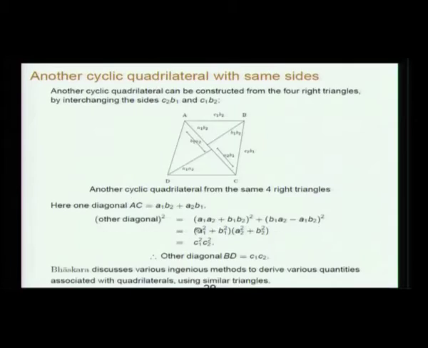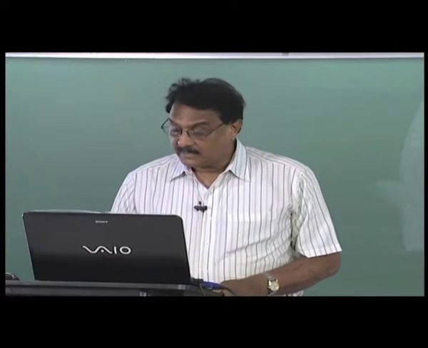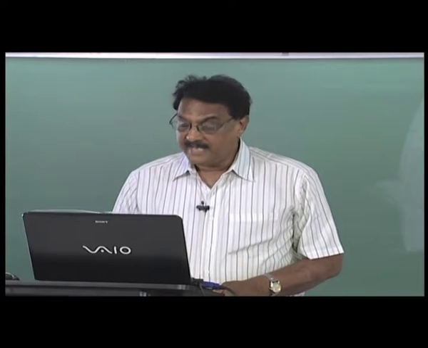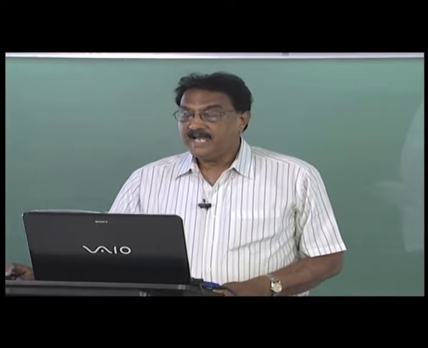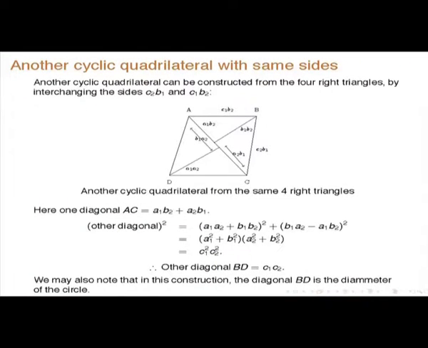Now a very important thing is that you can construct another cyclic quadrilateral. That is what he is saying, that had not been discussed by Brahmagupta or Mahavira. Essentially you exchange these two triangles. Of course, in this construction the diagonals intersect perpendicularly. Now what he is saying is take this side to be this, interchange. So, essentially you get this kind of a thing.